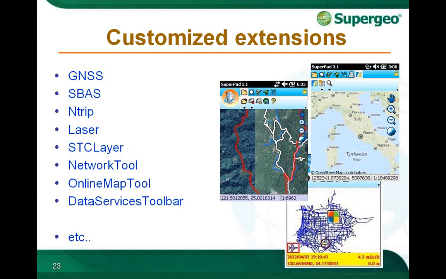You can directly add images as layers, but if the image files are big, you can convert those big image files to STC file format in SuperGIS Desktop. Then activate the STC layer extension, so you can add the STC map in SuperPad for better performance. If you have an internet connection, SuperPad supports OpenStreetMap. You just check the online map tool to use, then overlay with OpenStreetMap.